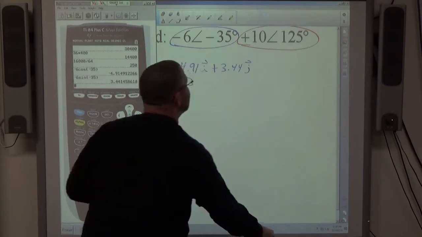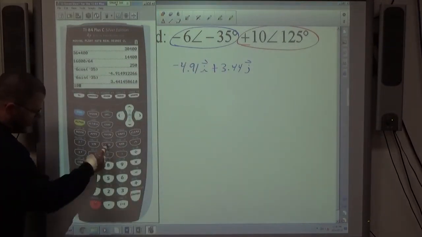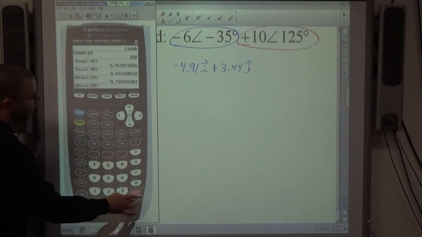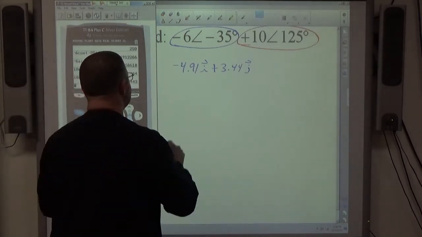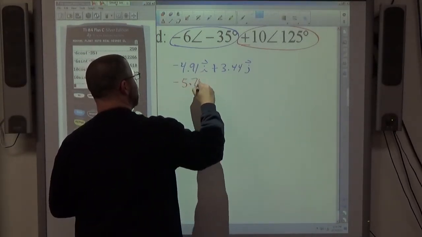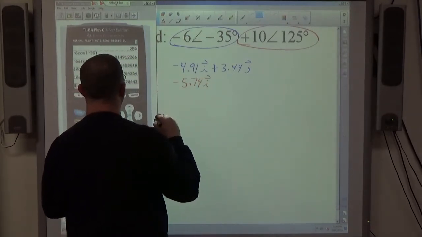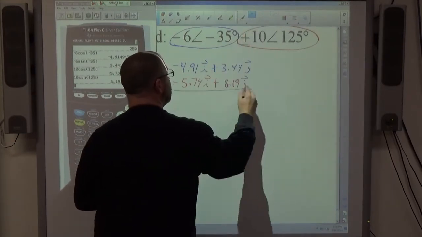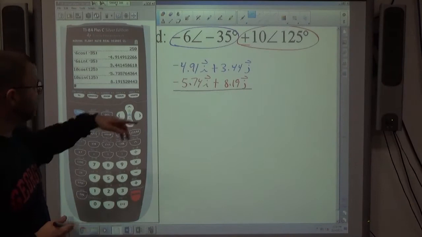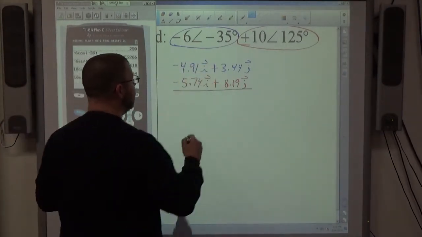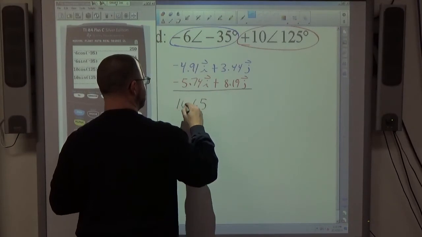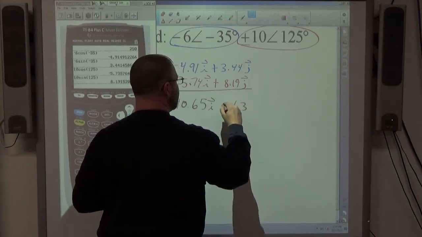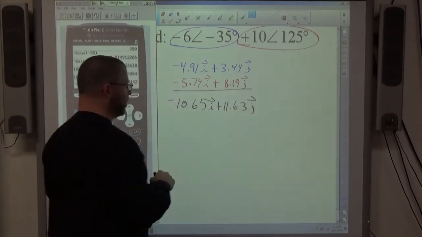This other vector is 10 at an angle of 125, so if we do 10 cosine 125 and 10 sine 125, that gets me the i and the j components for that. So it's negative 5.74 i vector plus 8.19 j vector. So to get the resultant vector, I simply have to add these together algebraically. Same sign add, same sign add. So negative 10.65 i and positive 11.63 j is the end result of those two vectors.